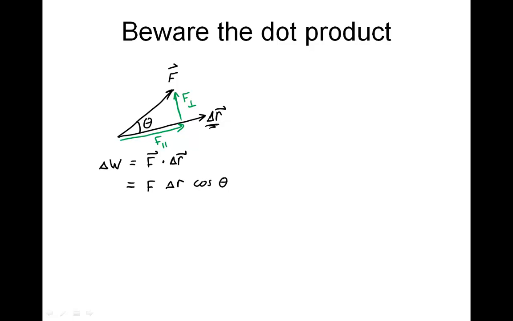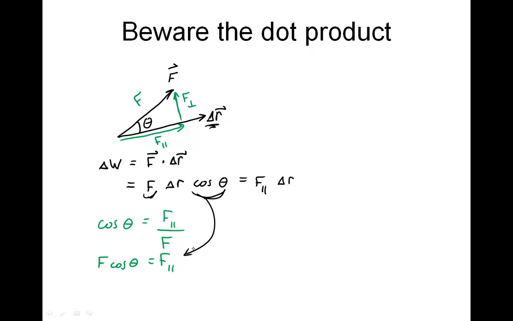Now in the case of cosine theta, the cosine of theta is equal to F parallel divided by the magnitude of the force F. So this side has a magnitude of F. And so F cosine theta equals F parallel. Given that, I can write the work then as F parallel times delta r, because here's F, here's cosine theta, and that's F parallel. So the work is equal to the component of the force parallel to the displacement times the displacement.